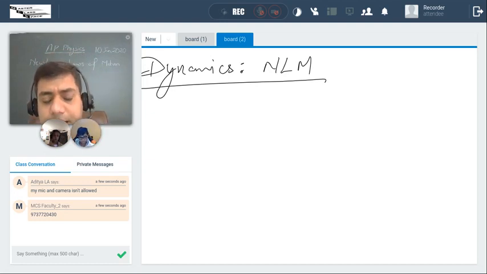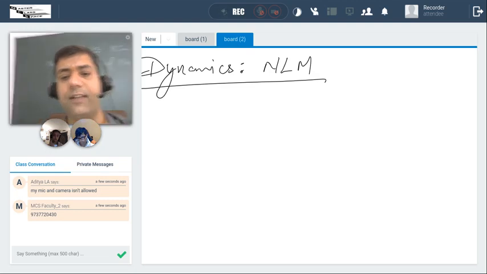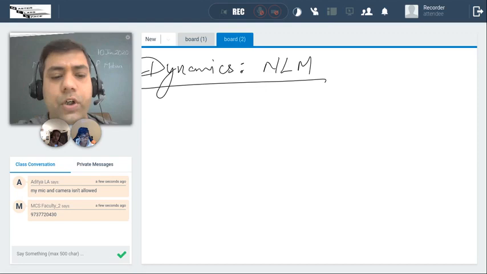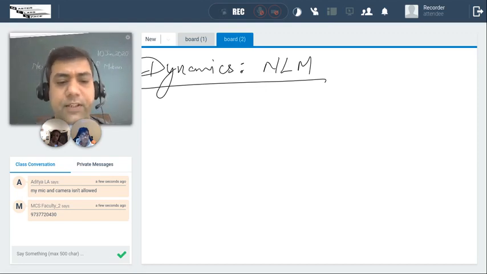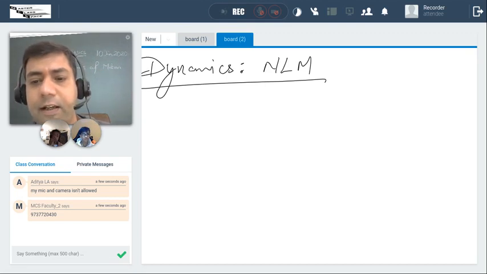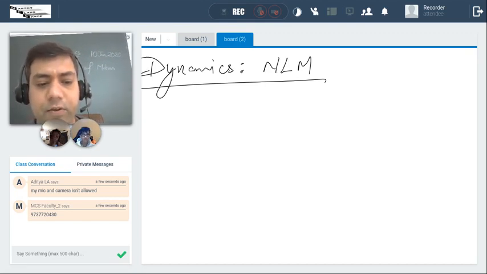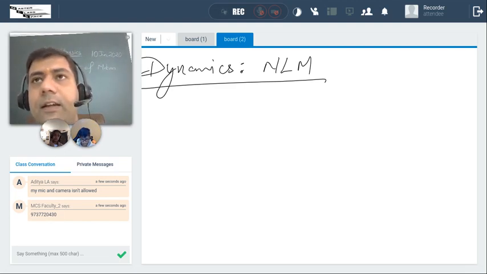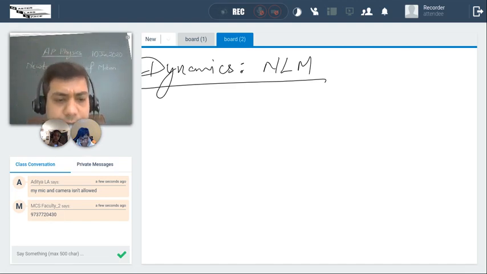You definitely have an idea of what Newton's first law, second law and third law are. The basic problem which students face is that they somehow do not know the application part. This is where they get entangled. So what we are going to do is look at the application part, which is generally asked in AP questions.